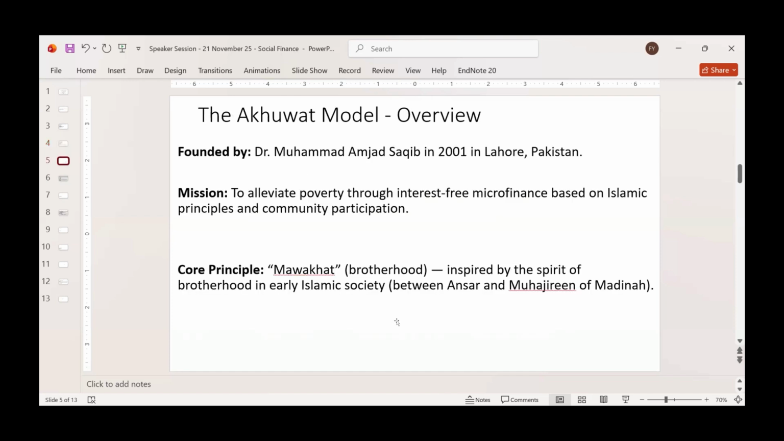Here we have the Akhuwat model, which was founded by Dr. Muhammad Amjad Saqib in 2001 in Lahore, Pakistan, and the mission is to alleviate poverty through interest-free microfinance based on Islamic principles and community participation. The core principle or the main idea behind the Akhuwat model is based on brotherhood, which is Mawakhat, and this is inspired by the spirit of brotherhood in early Islamic society, which was between the Ansar and Muhajirin of Medina.